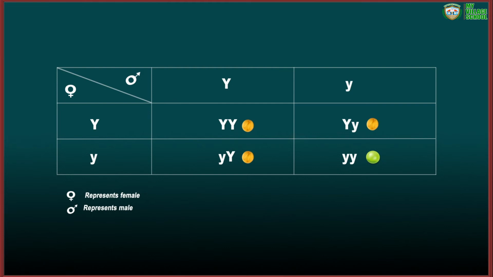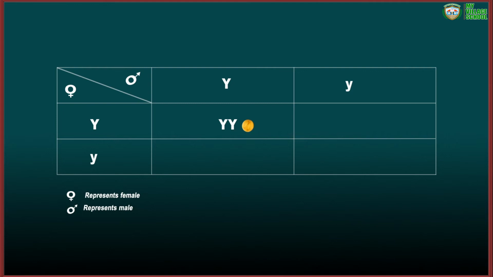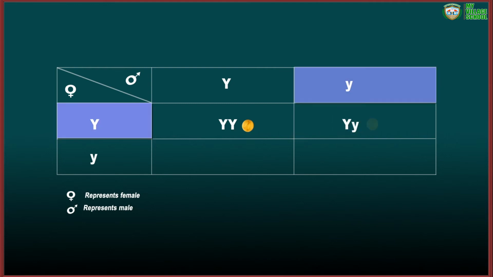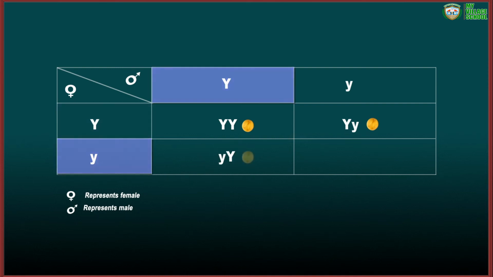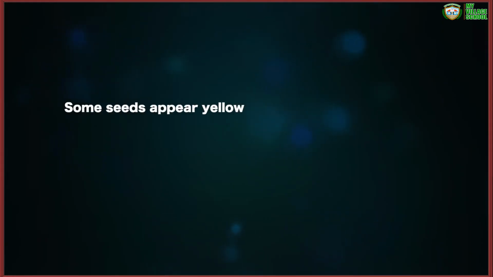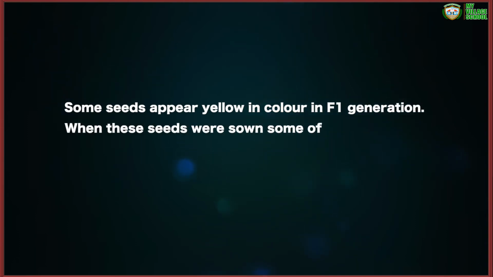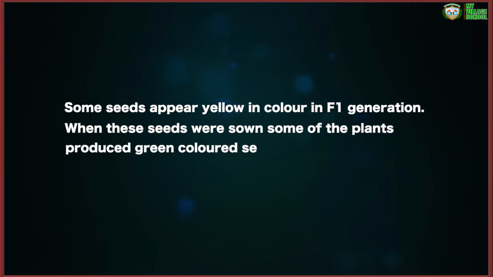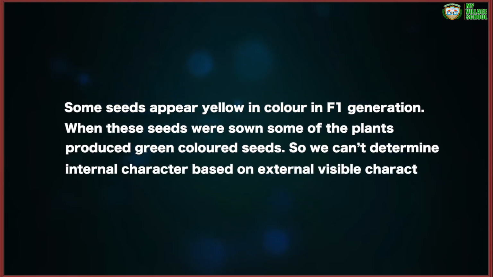Since all combinations are equally likely, capital Y capital Y will be approximately 25% and is yellow. Capital Y small y will be approximately 25% and is yellow. Small y capital Y will be approximately 25% and is yellow. Small y small y will be approximately 25% and is green. Some seeds appear yellow in color in F1 generation. When these seeds were sown, some of the plants produce green color seeds. So, we can't determine the internal character based on the external visible character.